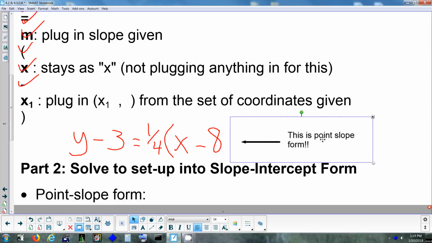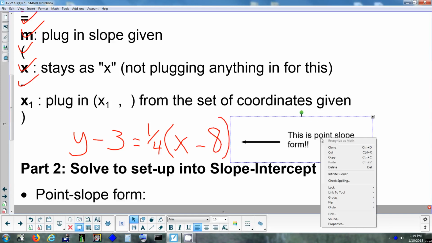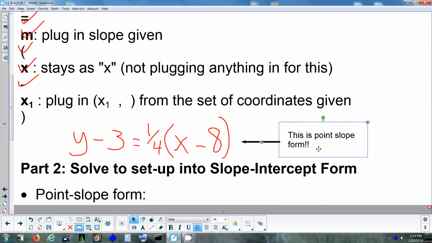And the parentheses. All right? So like Mr. Hager just put a note, guys, that is point slope form. So now we have it set up in point slope form. We've done that piece. But now we want to take it and use point slope form. We want to end up getting it into slope-intercept. So, very simple how to do that.